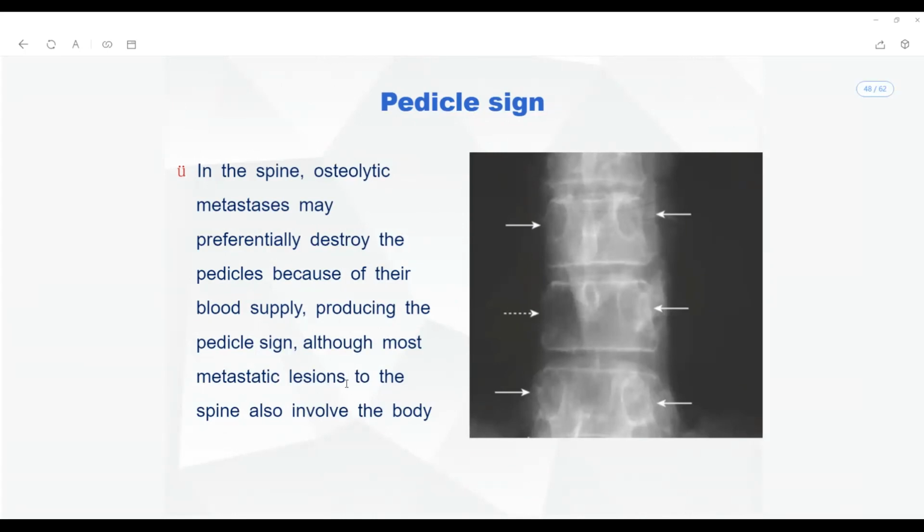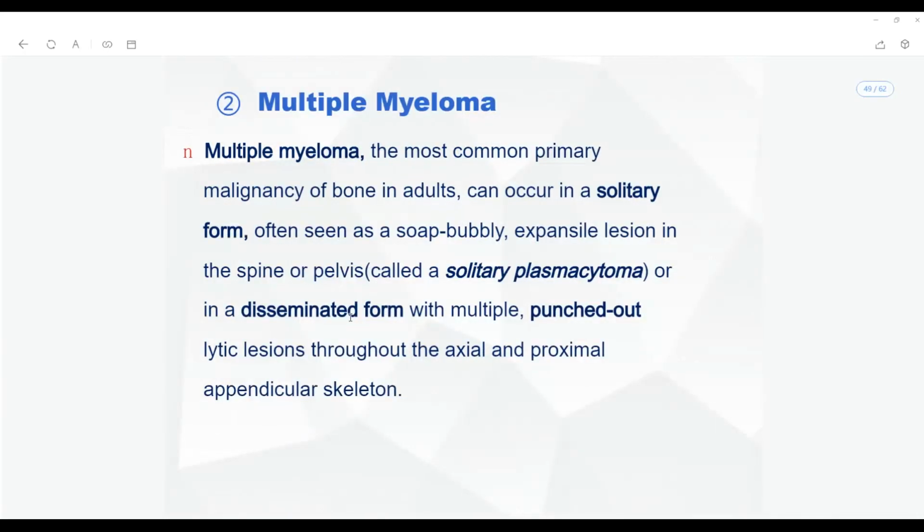And next we are going to look at multiple myeloma. I think this is the last disease we are going to look at.